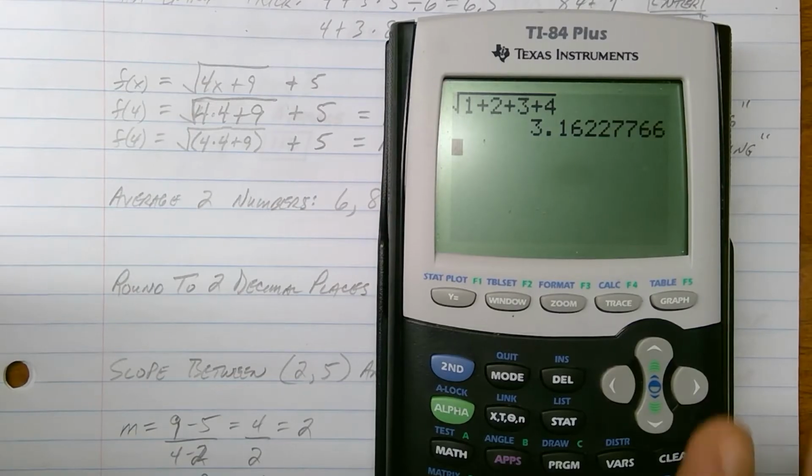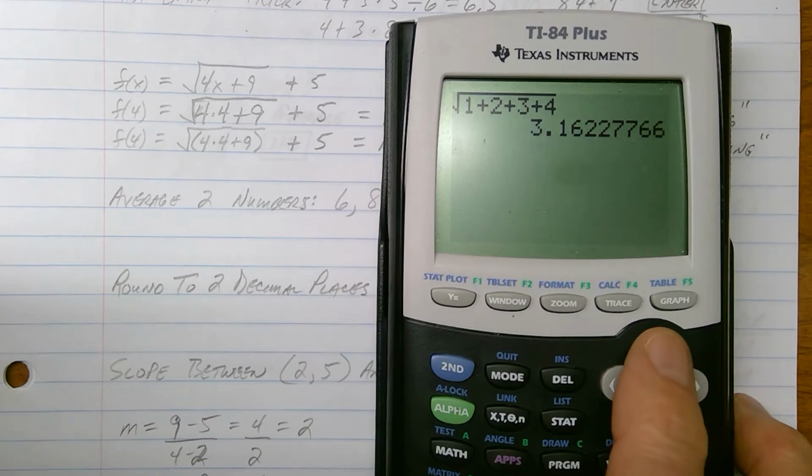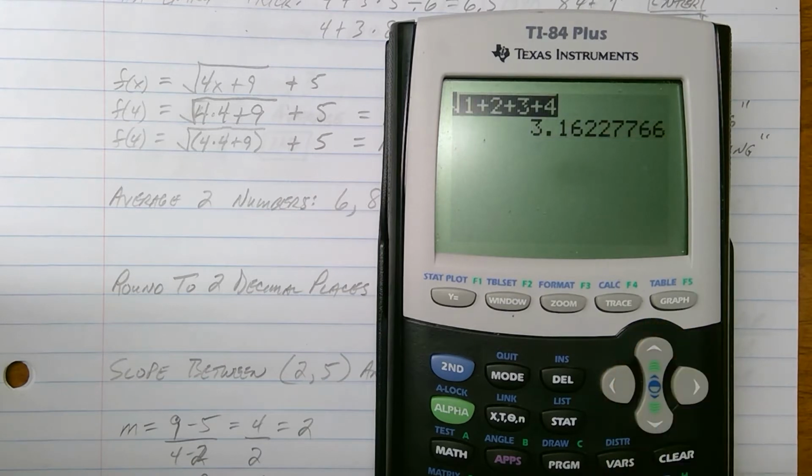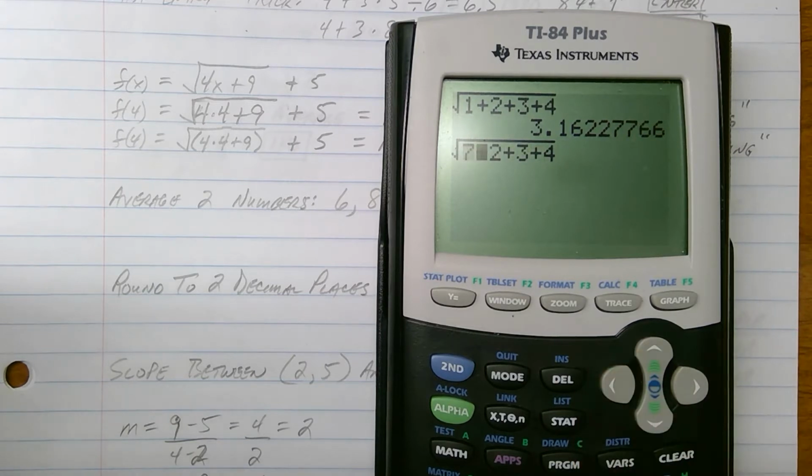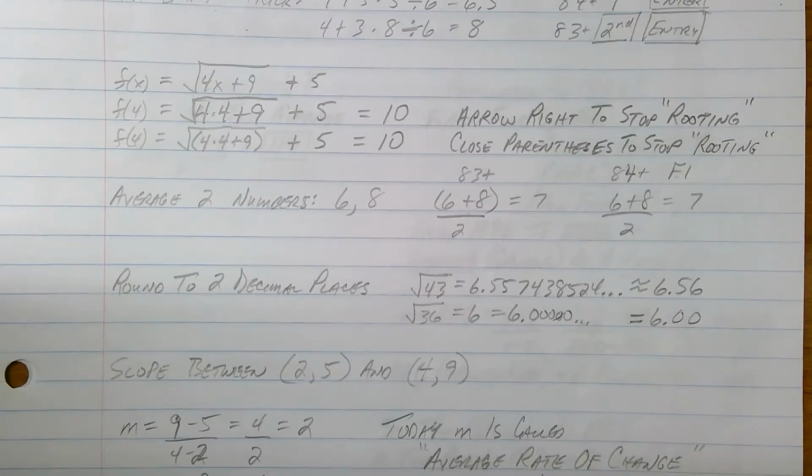On the 84 plus, it's actually easier. I'm just going to arrow up right here, arrow up, and hit enter. And that brings back the last thing you entered. And then just arrow over, change whatever you need to change.